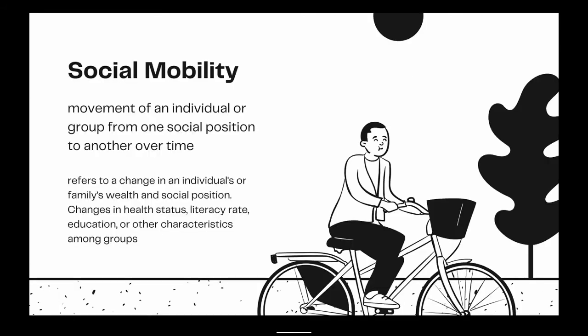Social mobility is the movement of an individual or group from one social position to another over time. This also refers to a change in an individual's wealth and social position. Changes in health status, literacy rate, education, or other characteristics among groups, such as classes, ethnic groups, or nations.